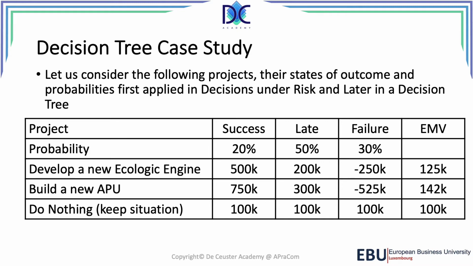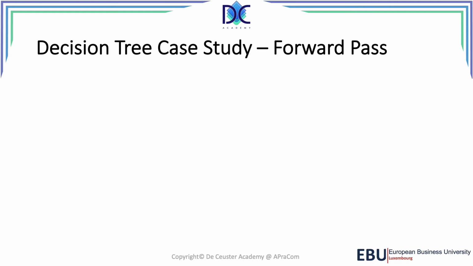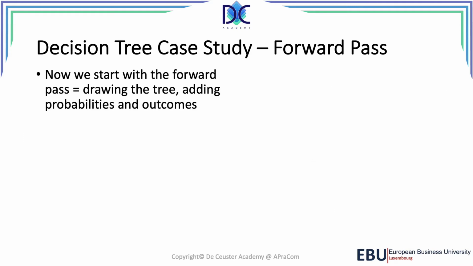We can already see that the solution is build a new APU. So basically, this is what we want to do and what we want to get out of it. In reality, we can have more complex scenarios which cannot be done in this format, but the decision tree will help us deal with it. Let's look at the decision tree considering this example, and we start with what we call the forward pass.